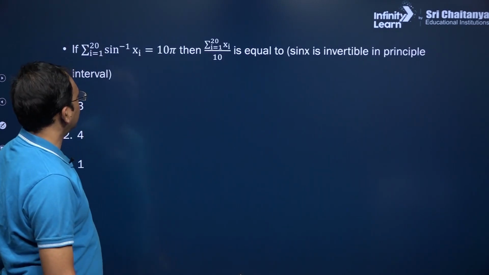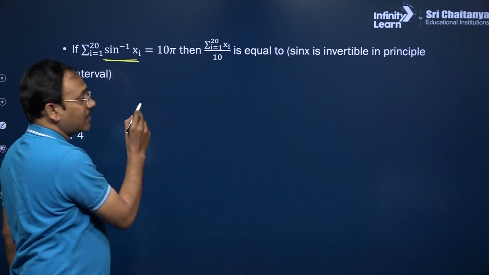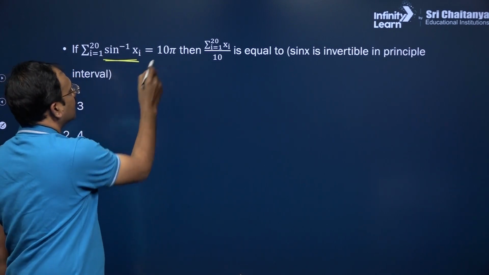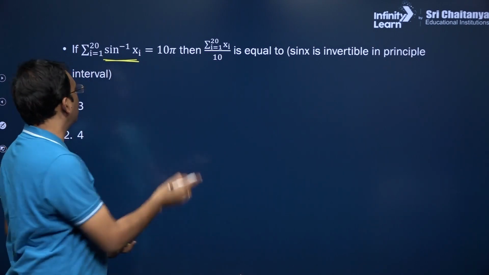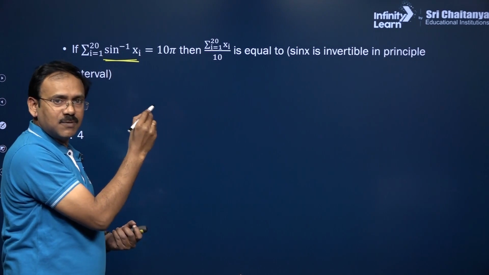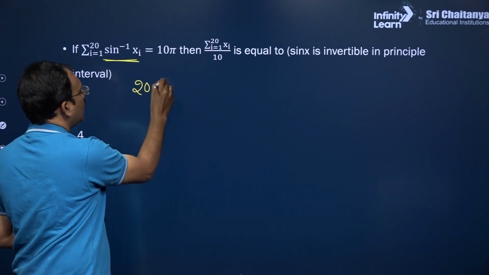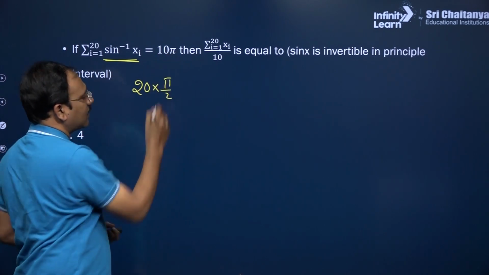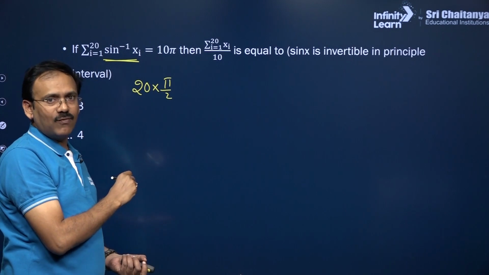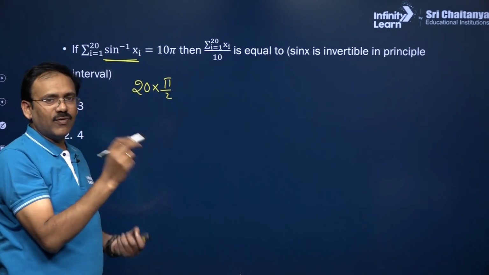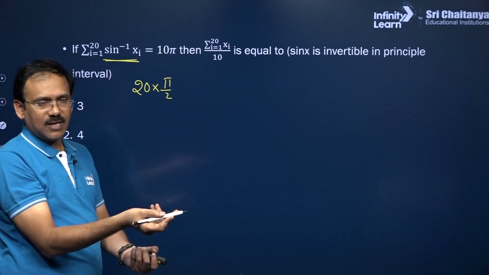Next, my dear friends, it is very simple. Sin inverse x related 20 terms are added, answer is 10 pi. Sin inverse x maximum value is pi by 2 and each one must be pi by 2 because there are 20. Only possibility is 20 into pi by 2 is going to become 10 pi. So no xi can be other than 1. So each xi is 1, my dear friends. Then only pi by 2 will be added 20 times, it becomes 10 pi.